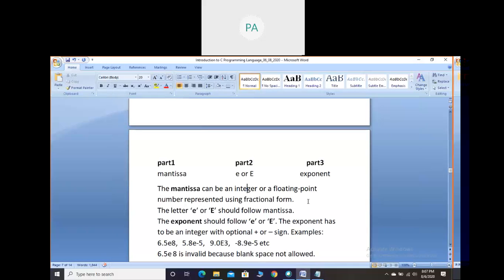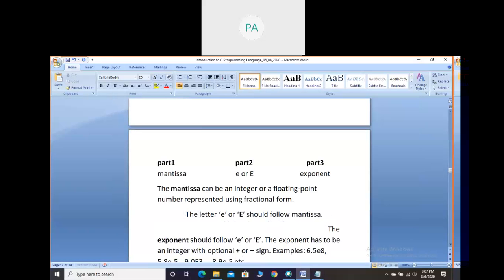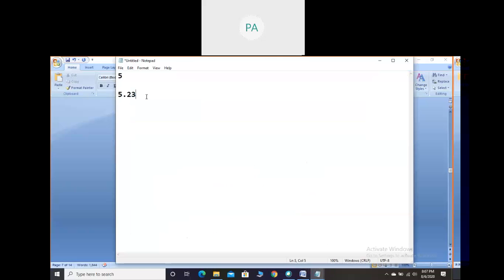Coming to the second part, that is the letter E. Okay. So the letter E, that is small letter e or capital letter E, should follow the mantissa. That means after writing an integer or after writing the floating point number, what you have to do is either you write the small letter e or you write the capital letter E. This is the second part. So the first part is either an integer or a floating point number. The second part is either small letter e or capital letter E. So two parts we have written here.